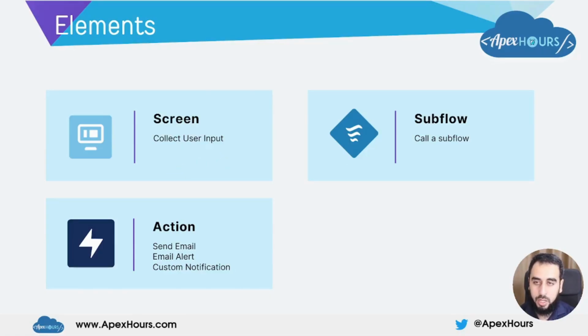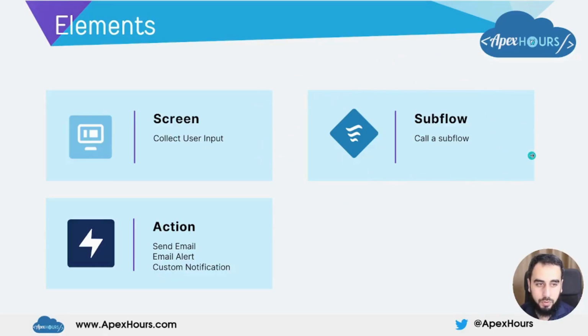We use a screen to add components on it, and each component does something. We can add a text component to collect a text, like first name or last name. We add an email component to collect an email, and this is basically text in an email format. We can also add a display text to display some information to the user.